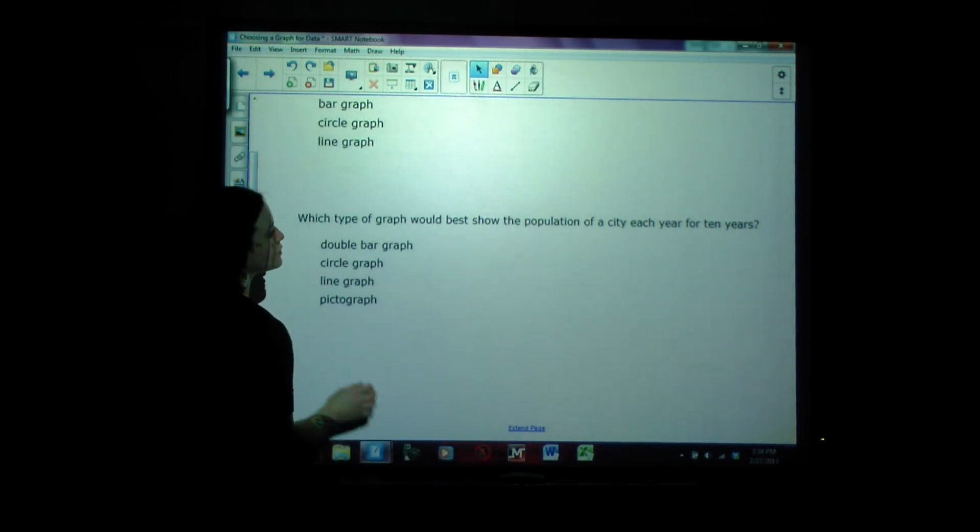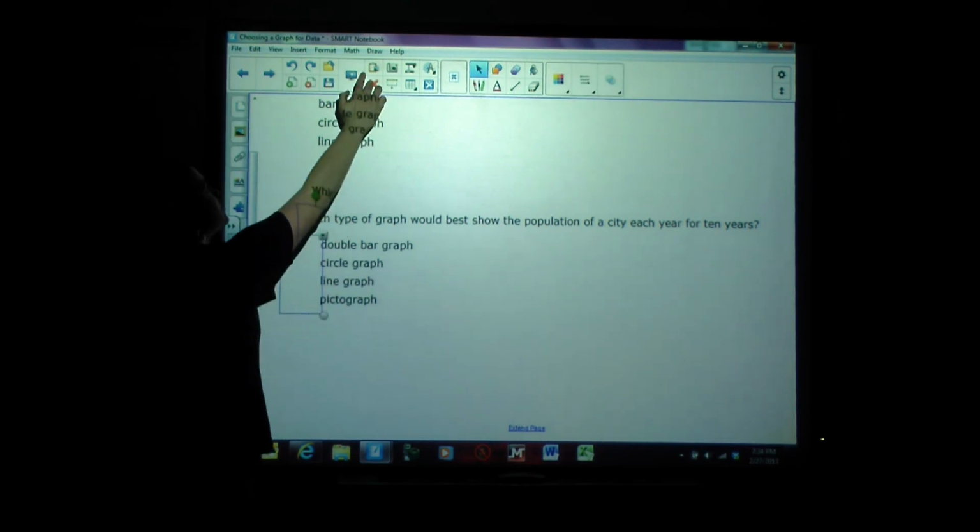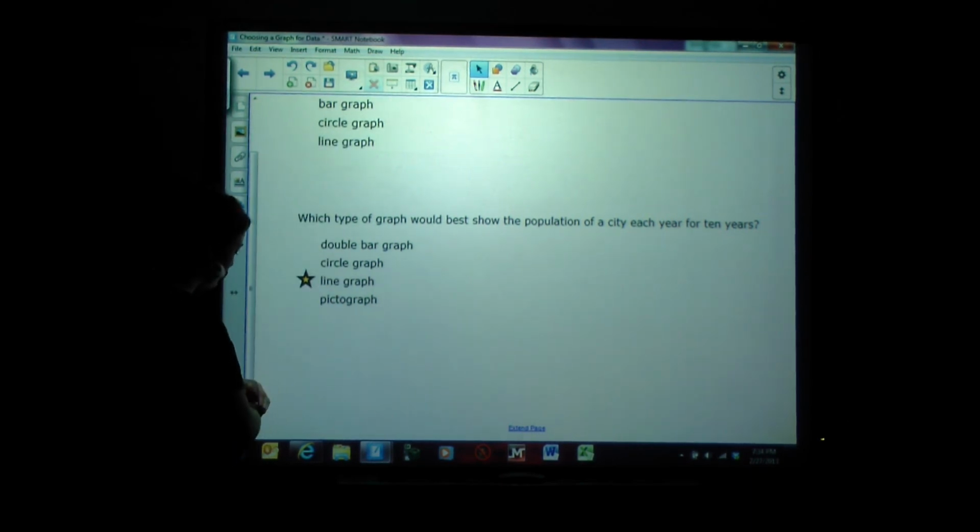Okay, which type of graph would best show the population of a city each year for 10 years? Double bar graph, circle graph, line graph, pictogram? Line graph once again because we're showing trends over time.